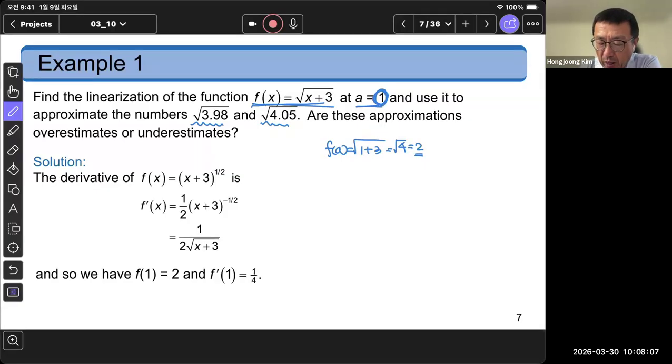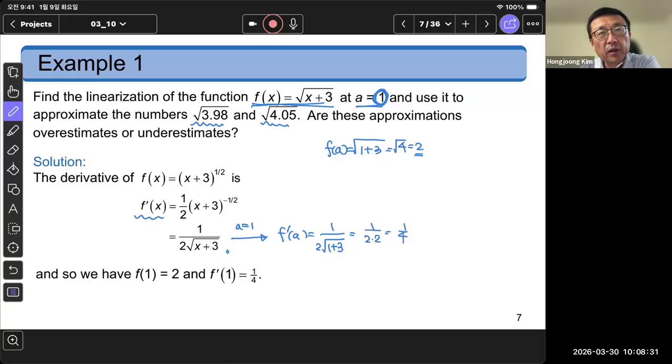And also, f prime of x is this one. So when x is 1, f prime of a will be 1 over 2 times the square root of 1 plus 3, and that is 1 over 2 times 2, which is a quarter. So I can easily estimate f of a and f prime of a.